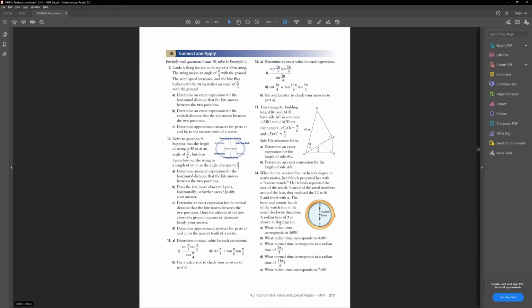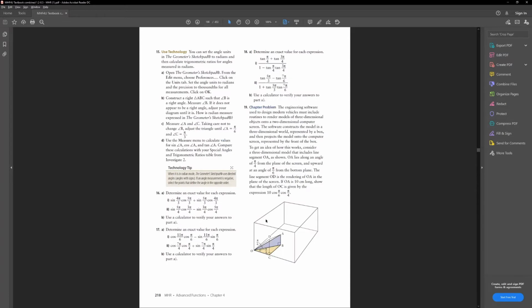Next, we have our questions 16, 17, and 18. These are, again, evaluation questions just to practice your trigonometric ratios with the special angles. Nothing too difficult, just practice. With that being said, that's all the homework I've assigned for today.